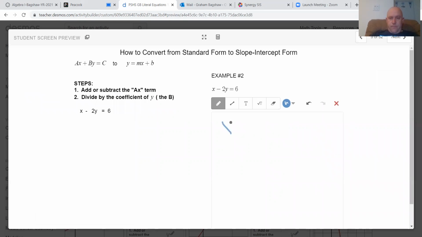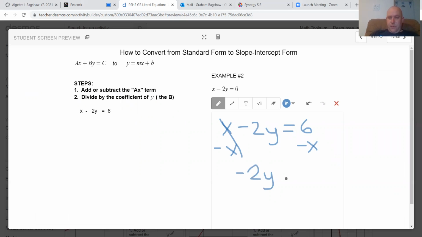Just to do one more, x minus 2y equals 6. So I'm going to move, I'm trying to get y equals again. So I'm going to move my terms that aren't y to the other side first. So the opposite for x would be negative x. That would cancel. Very important, we don't forget the negative here.